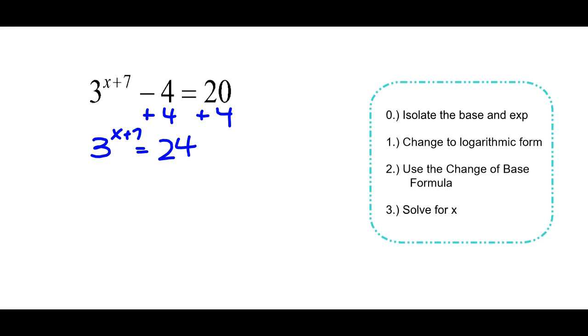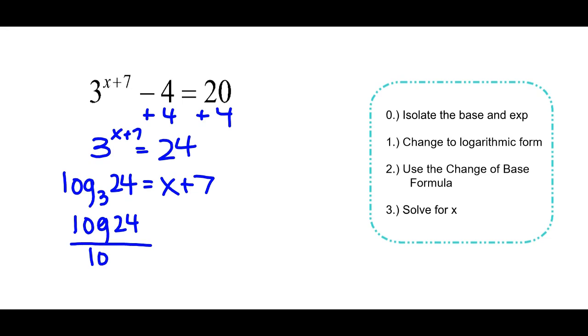We're going to change this from exponential form to logarithmic form because I cannot make 3 and 24 be the same base. I can't figure out how to do that. So I'm going to write log base 3 of 24 equals x plus 7. Using the change of base formula that we learned, that means we would take log of 24 divided by log of 3, and that's still equal to x plus 7.